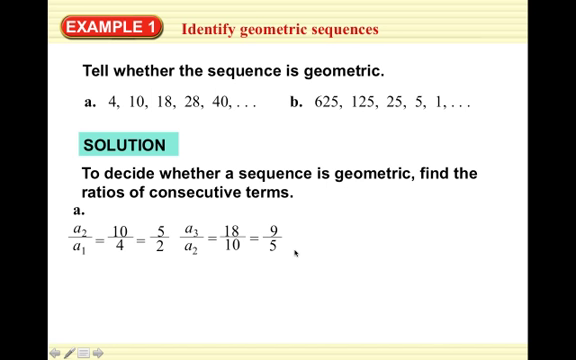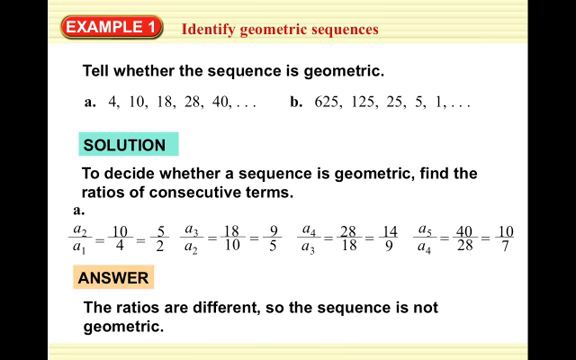That's enough to tell you that the sequence is not geometric, because you multiply by 5 halves to go from 4 to 10, but you multiply by 9/5 to go from 10 to 18. So we're not multiplying by a constant value. If you want to check some more, you can, but you certainly don't have to. So the ratios are different, so the sequence is not geometric.